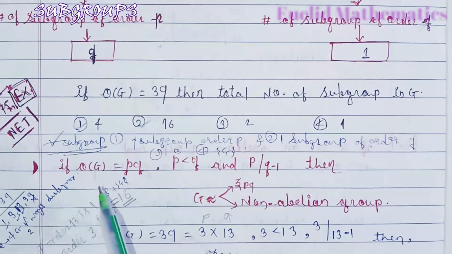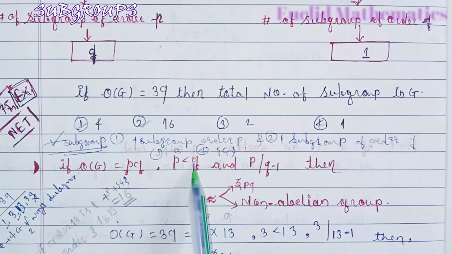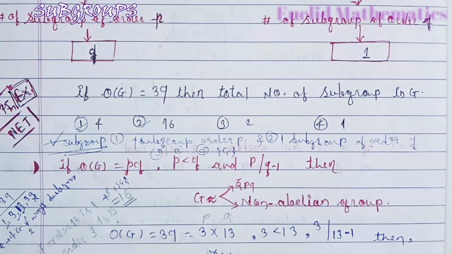We have one property from group theory. If the order of G is p into q, p is strictly less than q, and p divides q minus 1, then group G is isomorphic either to Z_pq, a cyclic Abelian group, or to a non-Abelian non-cyclic group. Here the order of G is 39. First of all, we have to find out which group G is isomorphic to and what types of elements it contains. Once we understand the type of elements, it is quite easy to figure out their subgroups.